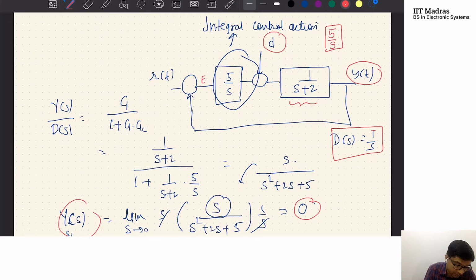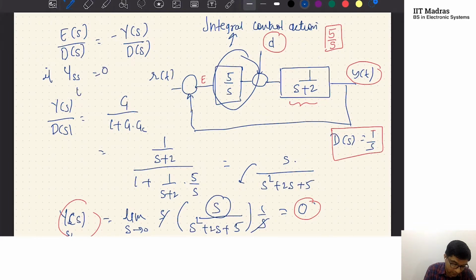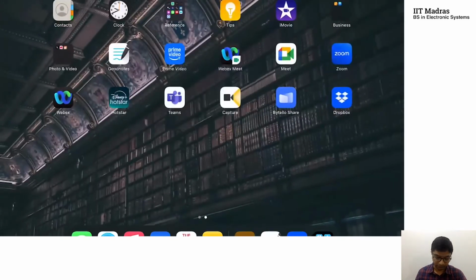If I look at the effect of the disturbance on the error, E of S over D of S can be easily computed to be the negative of Y of S over D of S. So if Y at steady state is equal to 0 because of the disturbance, the E at steady state will also be equal to 0. And we named this the integral control action, largely because of the s sitting in the denominator.